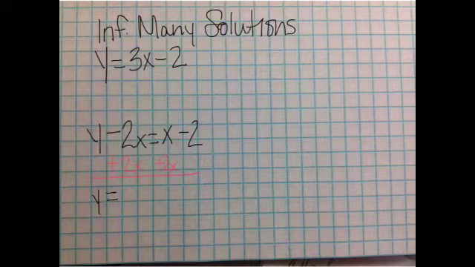Wait a minute. What's the coefficient of this x? 1. So I have 1x plus 2x. What's that? 3x. So y equals 3x minus 2. Is this the only time that you're going to be adding or subtracting? Yes, they're both positive.